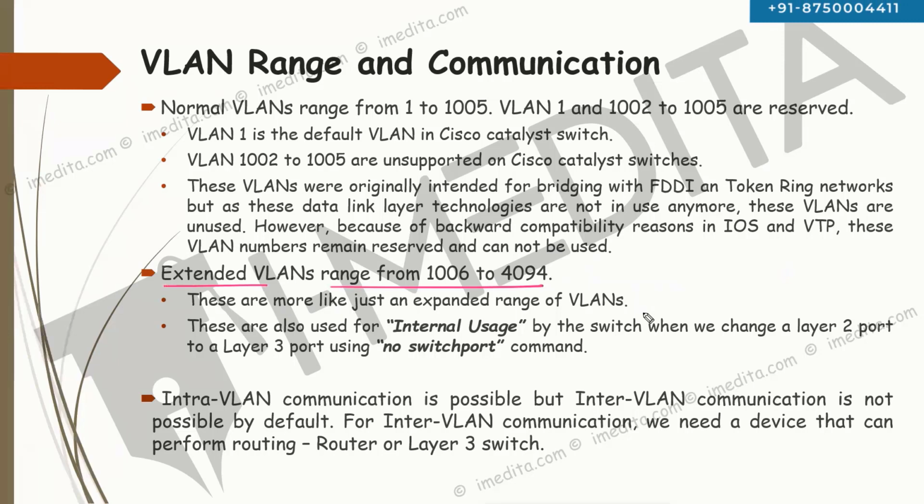Extended range VLANs are used just like normal range VLANs. And these are also used automatically by the switches for internal uses when we change a layer 2 port to a layer 3 port by using the command no switchport. We have already talked about this in our second class. You can watch the recording for the same. When I change the port from layer 2 to layer 3 using no switchport, the switch is going to use a VLAN from this range for that purpose. This is what we call internal uses.